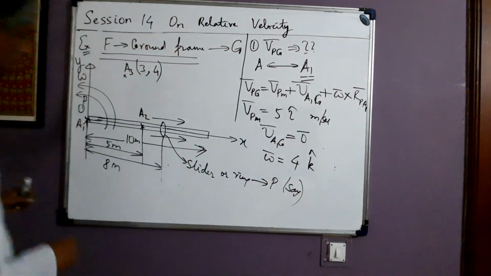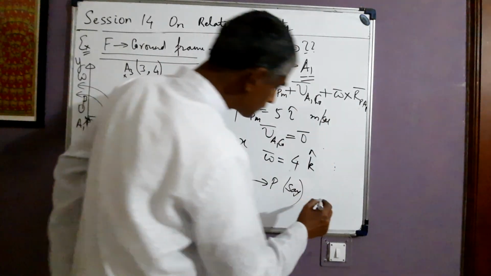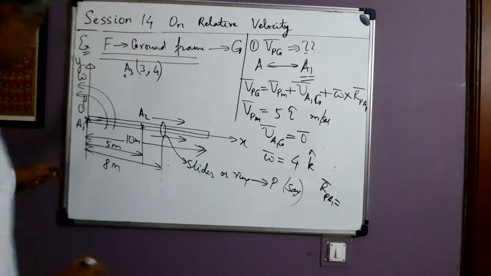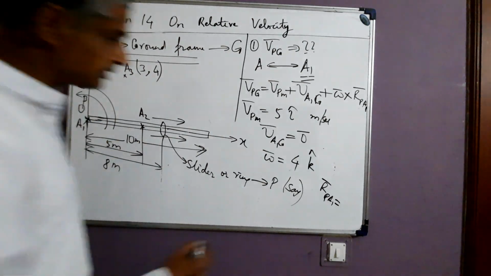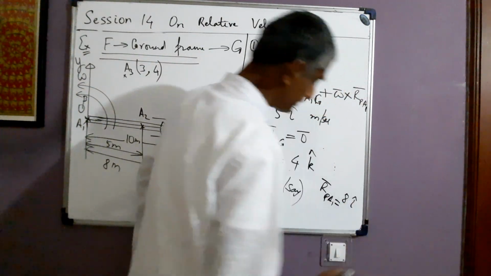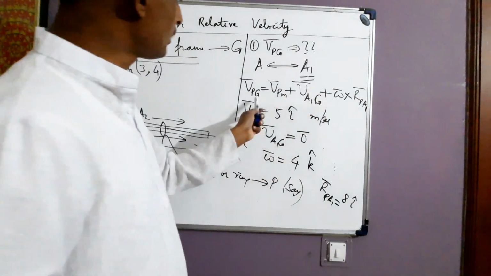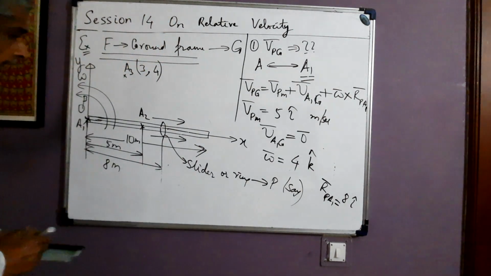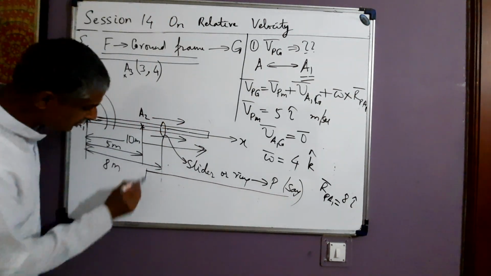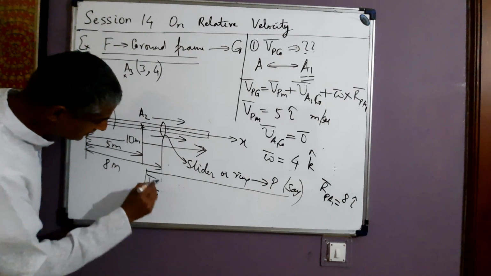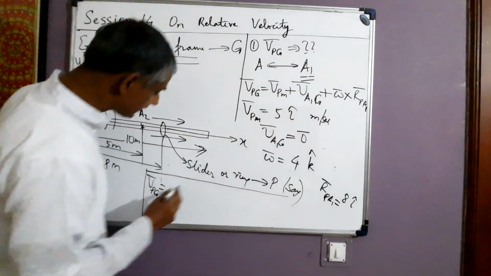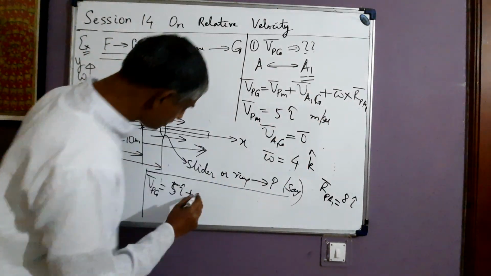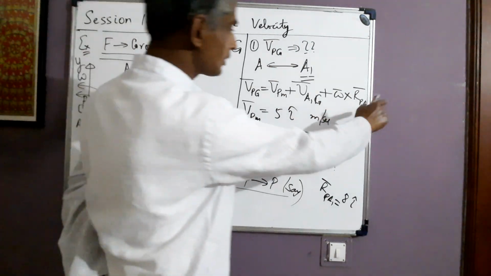And RPA1 is the vector from A1 to P. How much will RPA1 be? From A1 to P is just 8 meters, so RPA1 will be 8i hat. Now we substitute in the formula to get VPG. VPG is equal to VPM, which is 5i hat, plus VA1G, which is 0, plus omega cross RPA1.